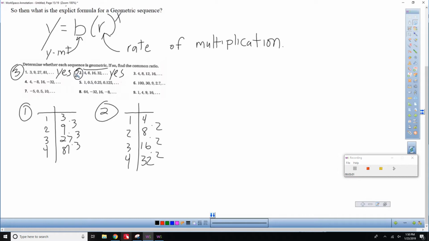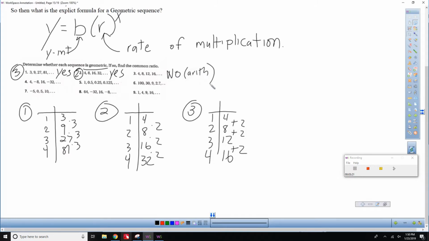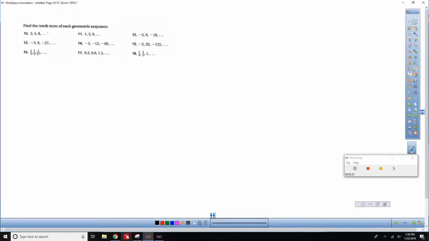I'm circling the ratio there. And number 1, the common ratio is 3. And number 2, the common ratio is 2. Let's look at number 3. First term is 4. Second term is 8. This is just like the last one. Not so fast, my friend. This one is arithmetic. We are adding. Not adding 2. Come on, we're adding 4. Get a grip.